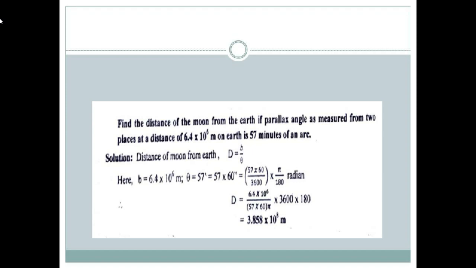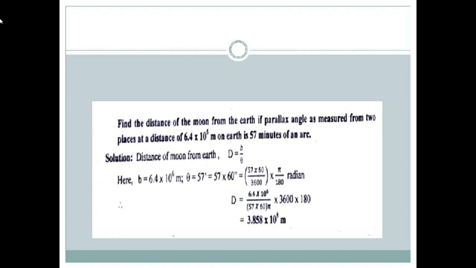Find the distance of the moon from the earth if the parallax angle, as measured from two places at a distance of 6.4 × 10^6 meters on earth, is 57 minutes of an arc. So we know the formula: capital D is equal to small b upon theta. B is 6.4 × 10^6 meter and theta is 57 minutes. We need to convert it into radians.